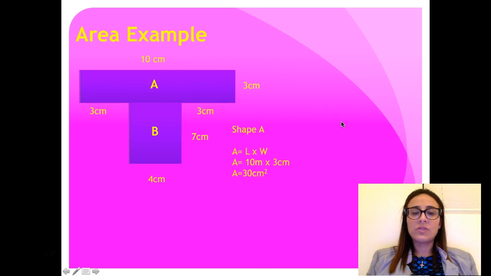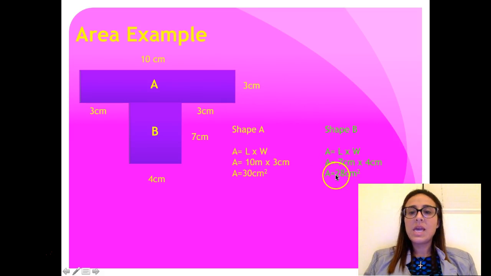Now time for finding the area of shape B. Area equals length times width. The length is 7 centimetres and the width is 4 centimetres. 7 centimetres times 4 centimetres is 28 centimetres squared.